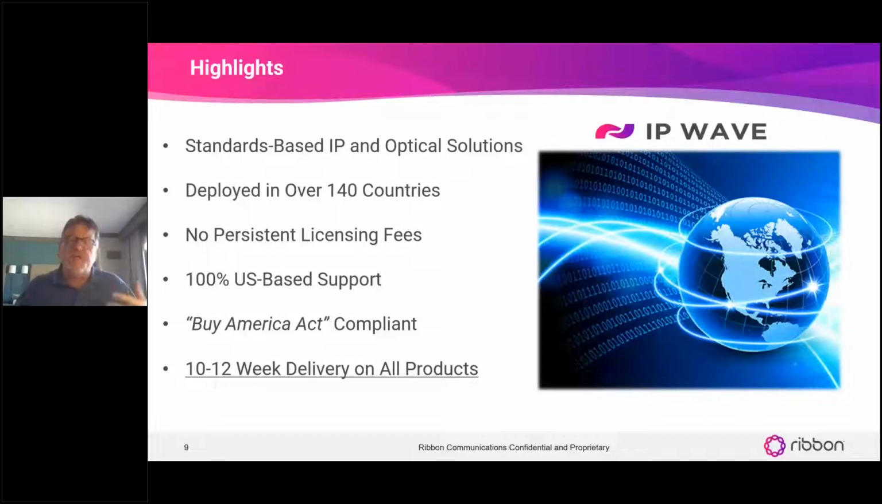Ribbon, for those of you that aren't familiar with us, is a standards-based IP and optical solution company. Our IP and optical product line and heritage goes back to 1961 and is globally deployed in over 140 countries, including many governmental organizations, critical infrastructure, power plants, defense agencies, and so forth. So it is built to a very high standard of quality and expectation.